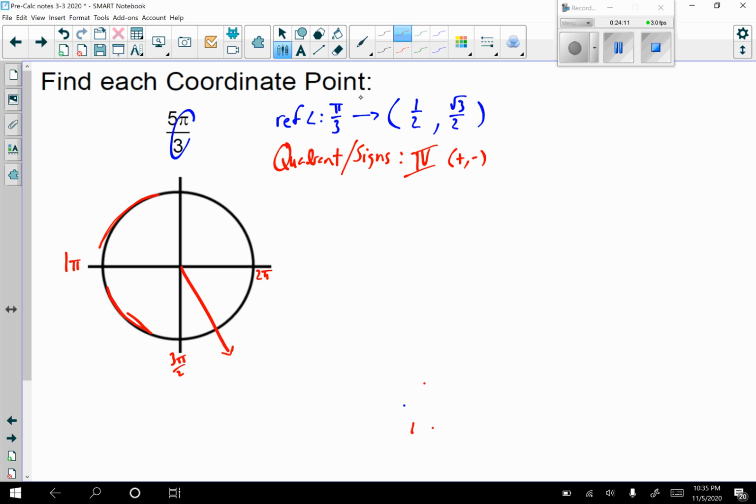So reference angle, we have our coordinate point. The quadrant we're in gives us our signs. Put those together and we have our answer. This is positive 1/2, negative root 3 over 2. Okay? So be able to build this up.